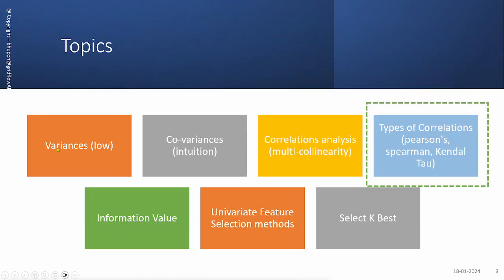So in the previous videos, we talked about variance, covariance, and we looked at why covariance is important. We also looked at correlation, and in terms of the side effects of correlation within the predictive variables, we looked at multi-collinearity assessment. Today, in this video, we'll talk about the various types of correlation that are typically applicable in data science and machine learning projects, like Pearson's, Spearman, and Kendall.